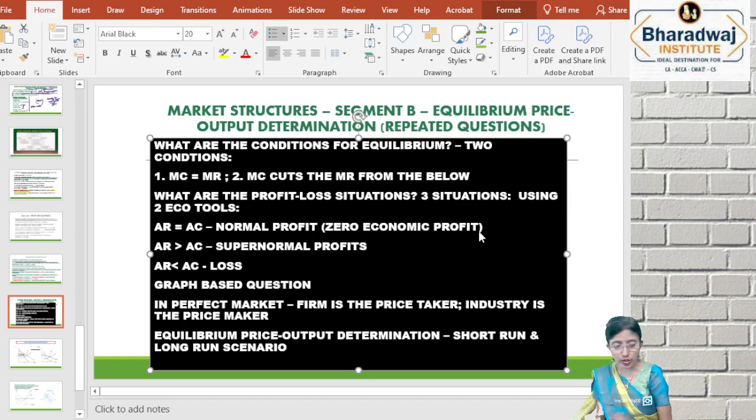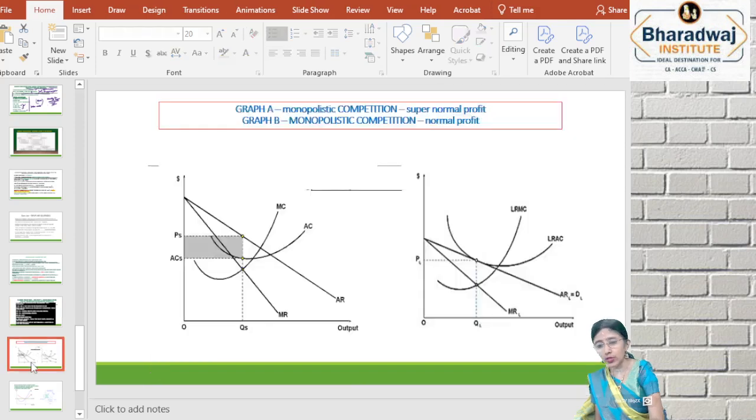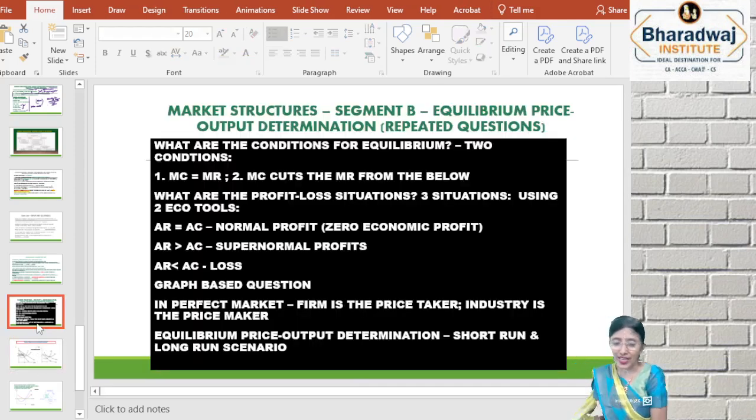I think in tomorrow's class, we can freshly do the graphical segment. I'll give you the graphs. You have to identify, because it's not a descriptive paper. When I give you the graph, you must say whether it is profit, supernormal profit or loss. Which market? Identifying the market, and not only the market, identifying profit or loss.